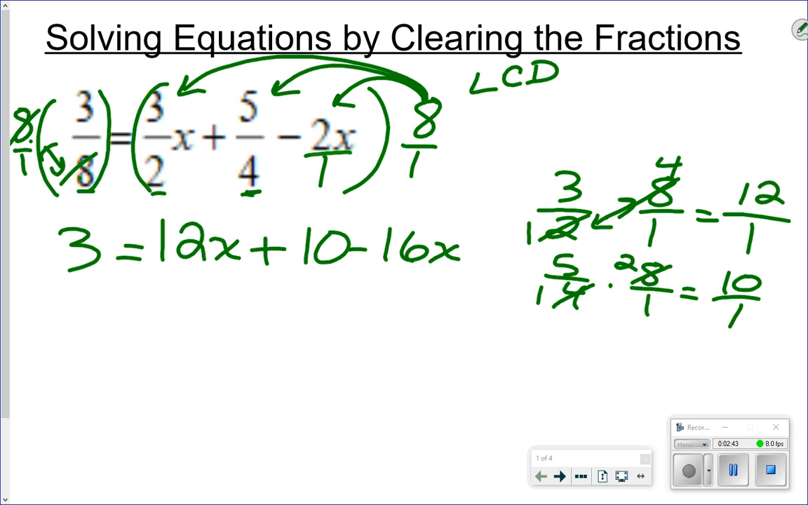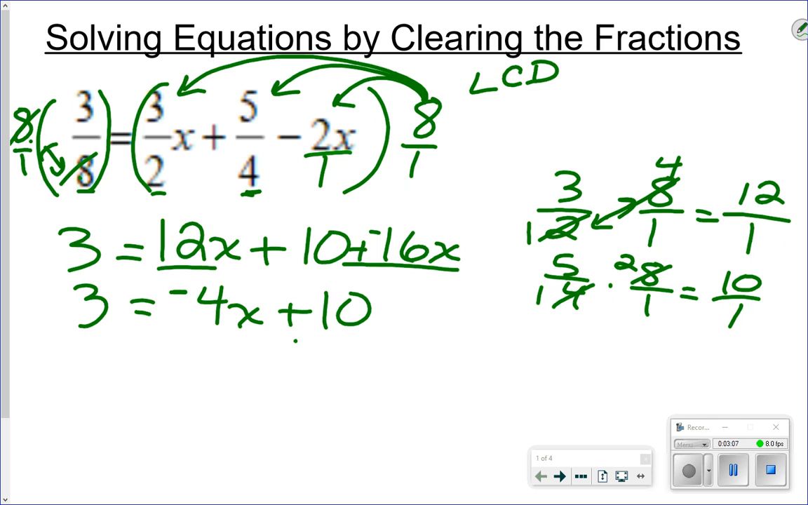Now we have an equation with whole numbers. We can solve it like we normally solve, dealing with whole numbers. We'll probably get a fraction for our final answer, but at least we don't have to deal with those fractions during that process. So we're going to combine like terms. This should all be review. 12 and minus 16, or 12 plus negative 16 is negative 4x. Still have plus 10. We need to isolate x, so we subtract 10 from both sides.